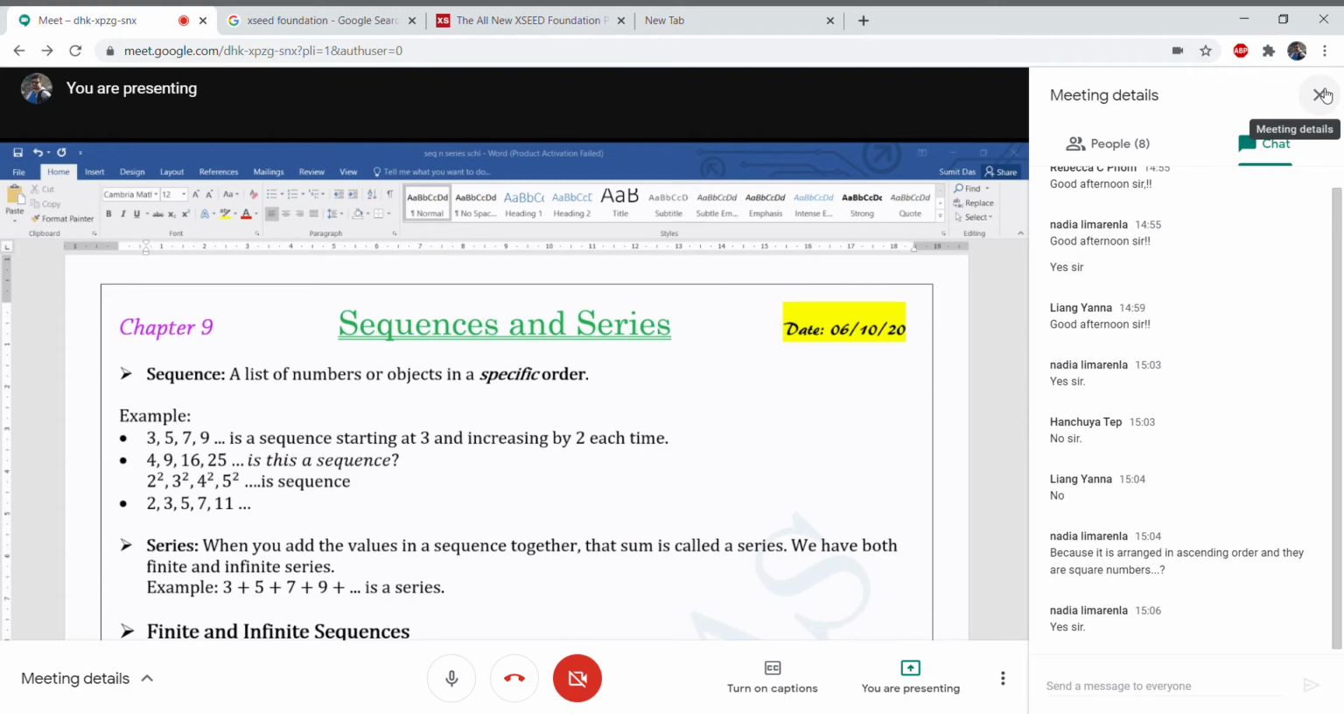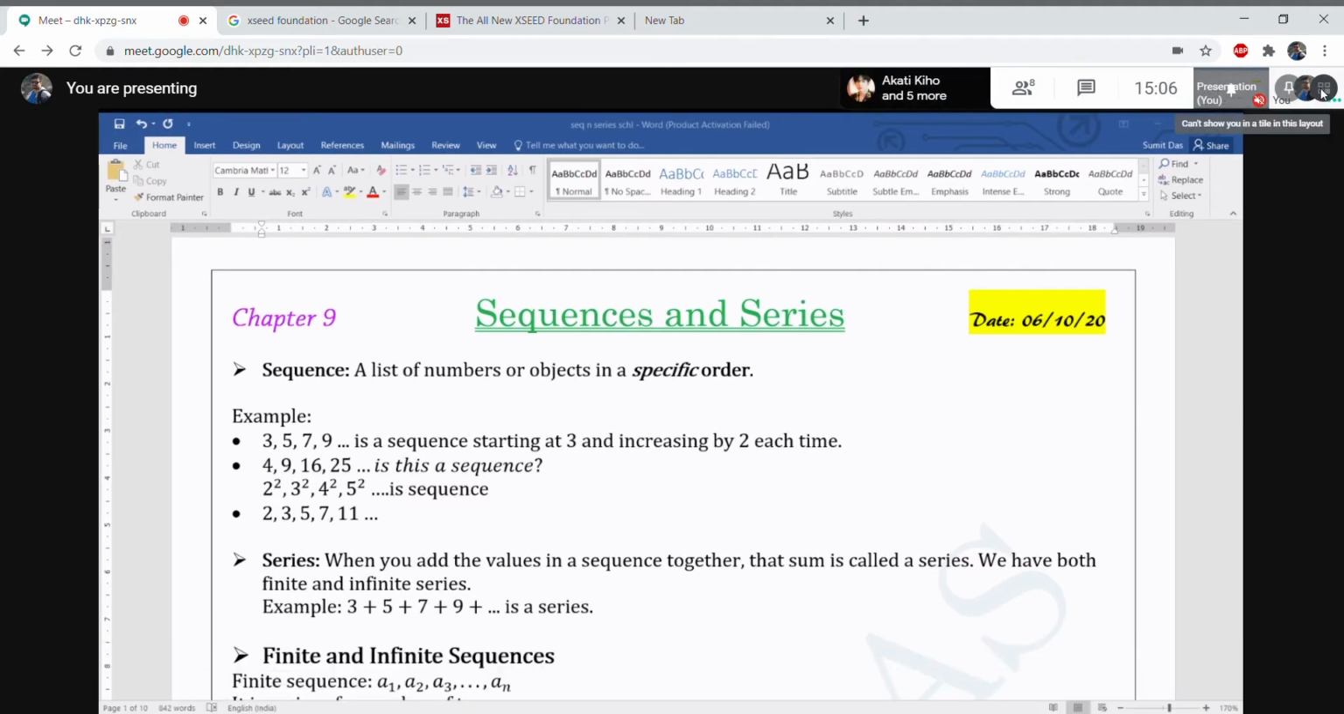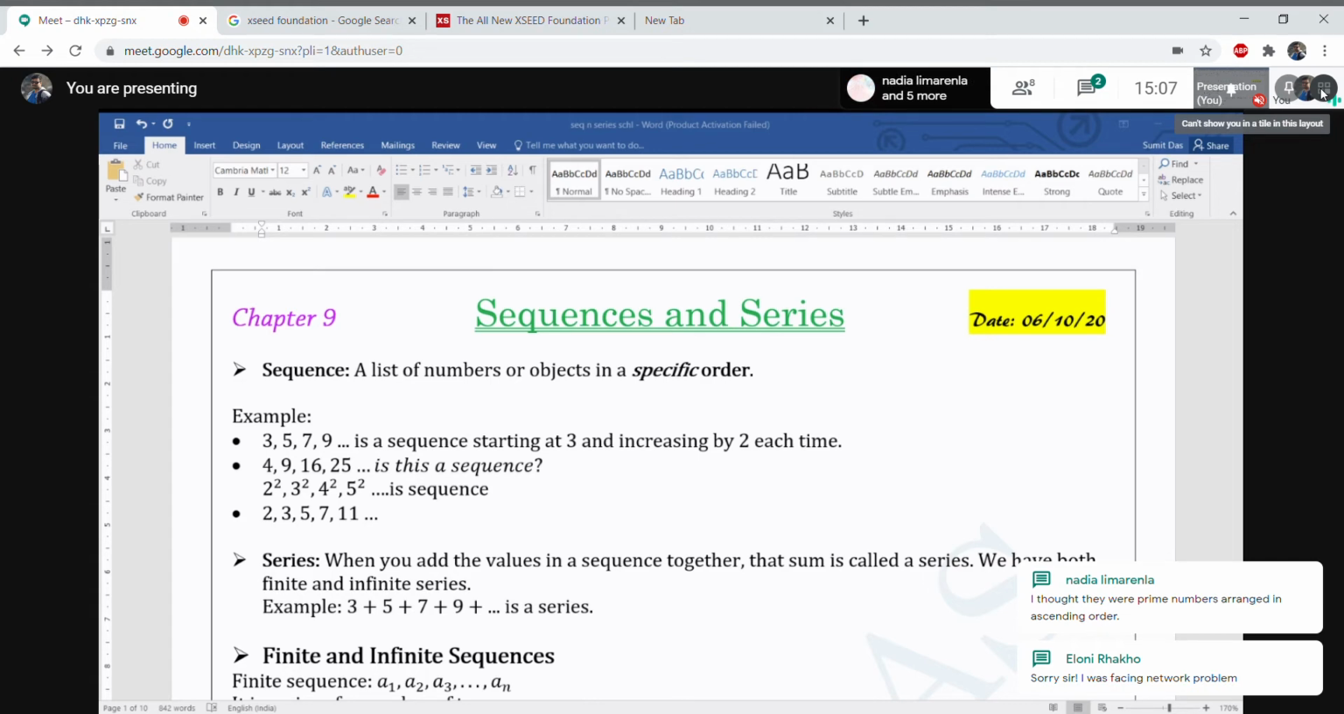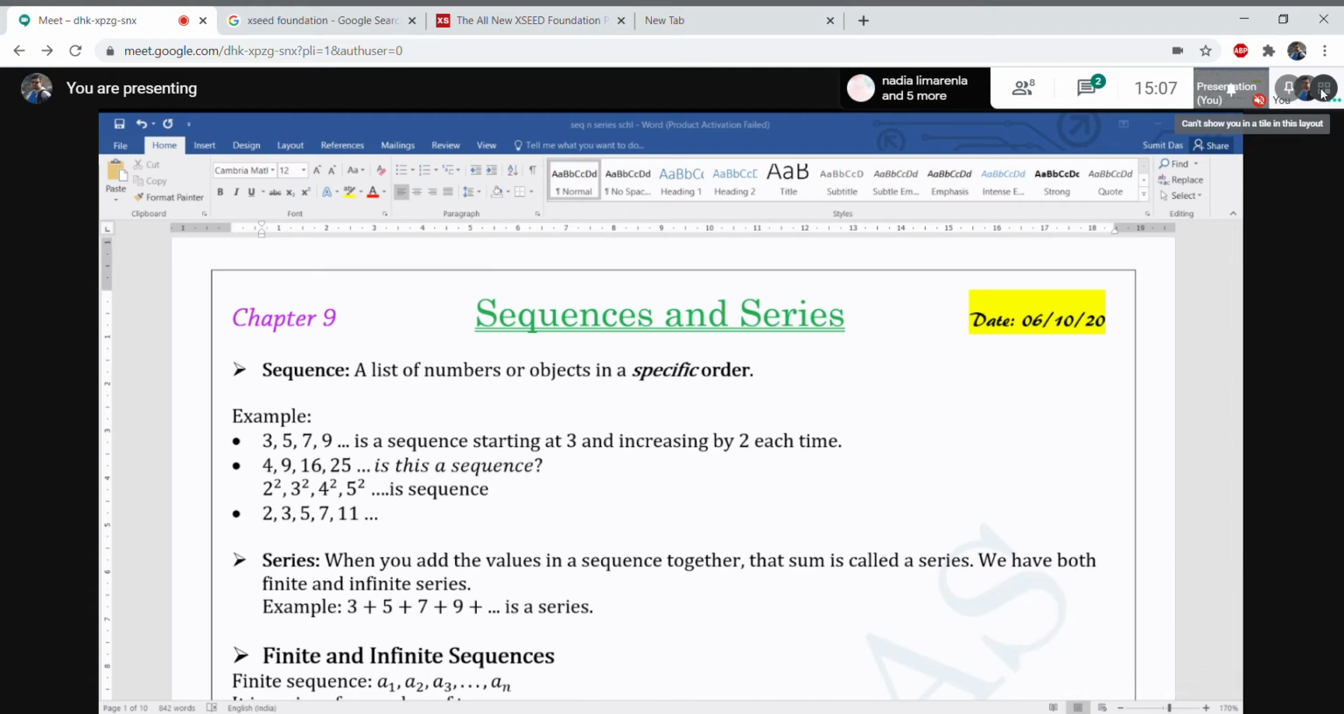Why do you think it is a sequence? Nadia, can you explain why you think it is a sequence? Just give me a reason. I thought they were prime numbers arranged in ascending order. Yeah, correct. They are the first five prime numbers. Very good. I told you there should be some specific order, right? So they are the first five prime numbers, so it is also a sequence.